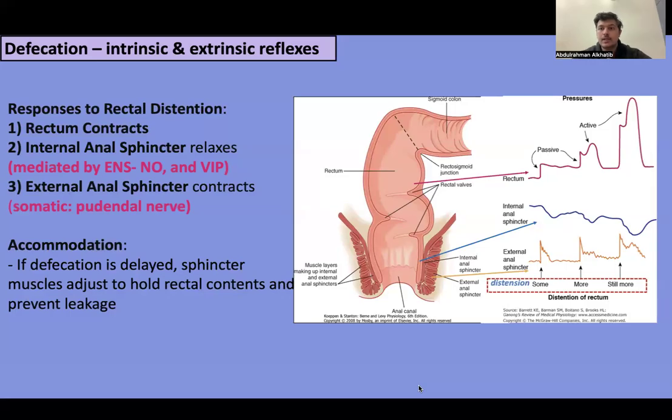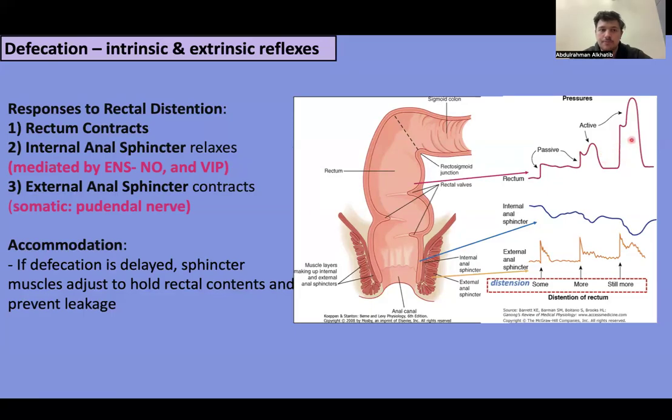So, in response to rectal distension, three very important things happen. First of all, the rectum contracts, the internal anal sphincter will relax, and the external one will contract. As you can see on this diagram, first there was passive filling of the rectum. So, fecal material has accumulated, and at a certain point, when the rectum is filled about 25%, the rectum will actively contract, and this active contraction will make the pressure go this high. So first there was a passive increase in the pressure in the rectum due to the accumulation of the fecal content, but then there was active contraction of the rectal smooth muscles, and this increased the pressure a lot.